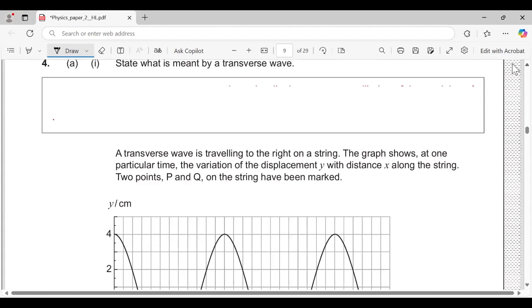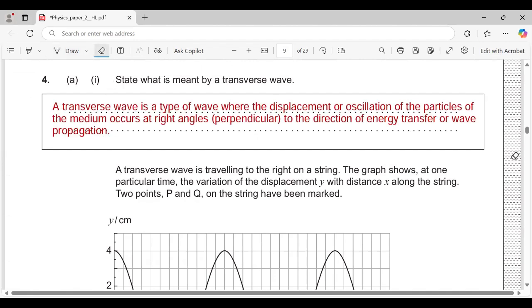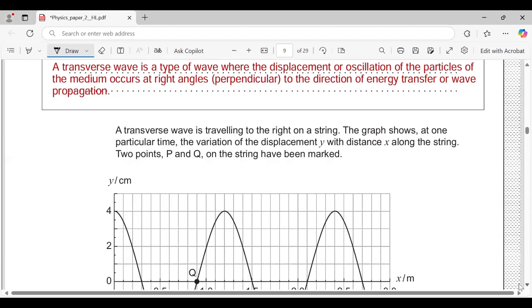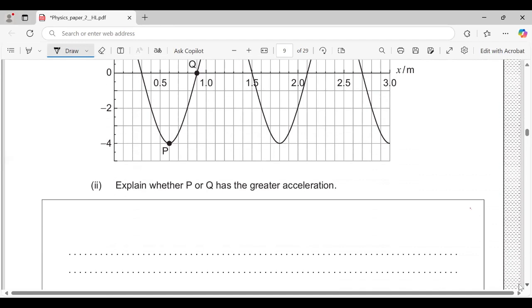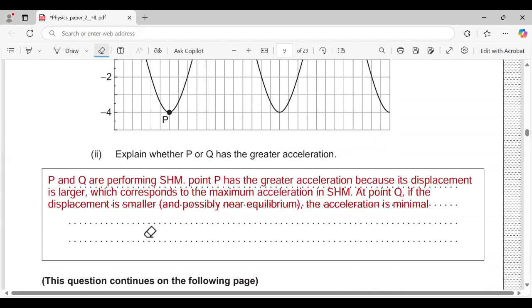4. State what is meant by a transverse wave. I have provided my answer about this. Next question. A transverse wave is traveling to the right on a string. The graph shows at one particular time the variation of the displacement y with distance x along the string. Two points P and Q on the string have been marked. Explain whether P or Q has the greater acceleration. I have provided one. I think this is clear.